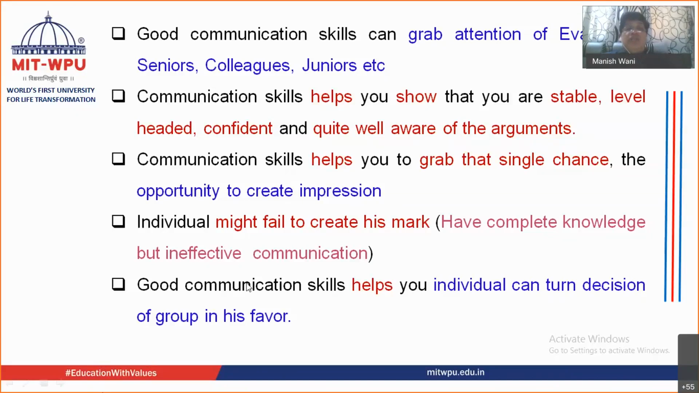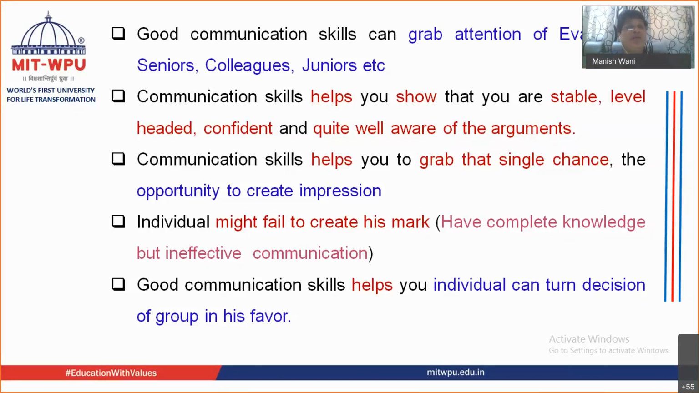So an individual, if he doesn't have good communication skill, is going to fail to create his mark, though he has knowledge. So see to it that you have very good communication skill. Also, communication skill is going to help you turn the decisions of the group in your favor. People are going to like your ideas if you put them very confidently in front of them. If you yourself are not confident about your idea, people are not going to like it. And you are able to put your ideas confidently if you have good communication skill.